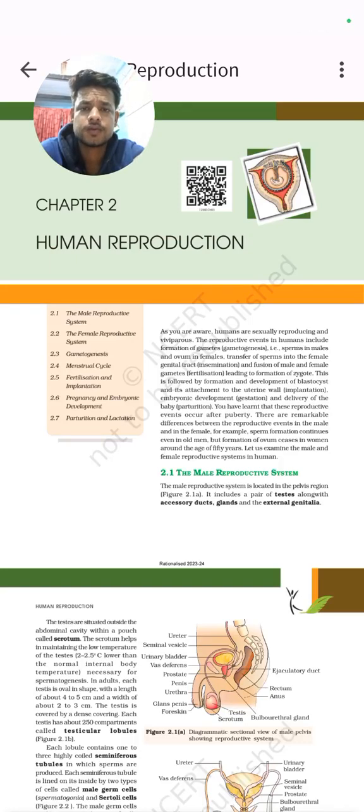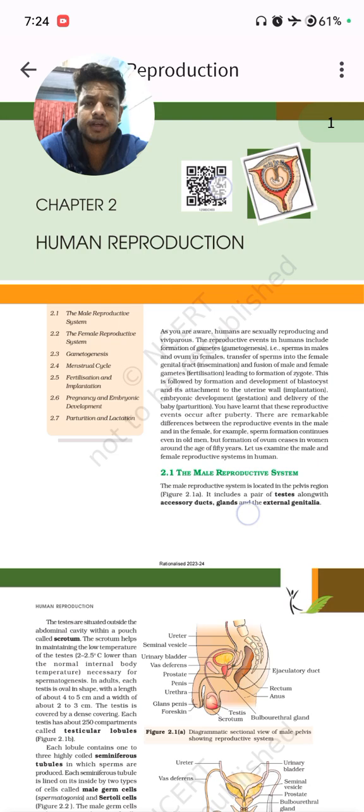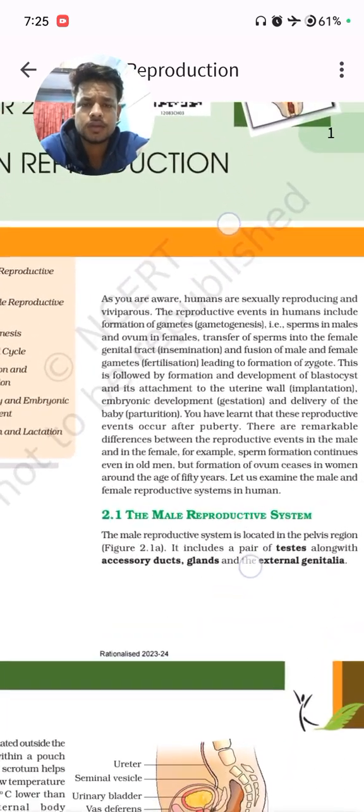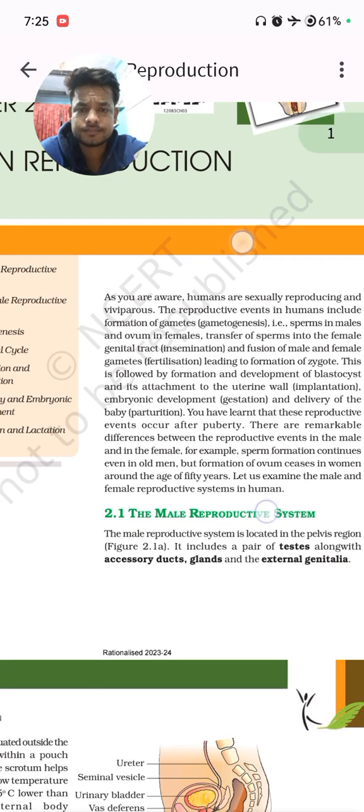So hello viewers, today we are just going to read Chapter 2 of the Biology Class 12th CBSE NCERT book. So now I am going forward with my reading.